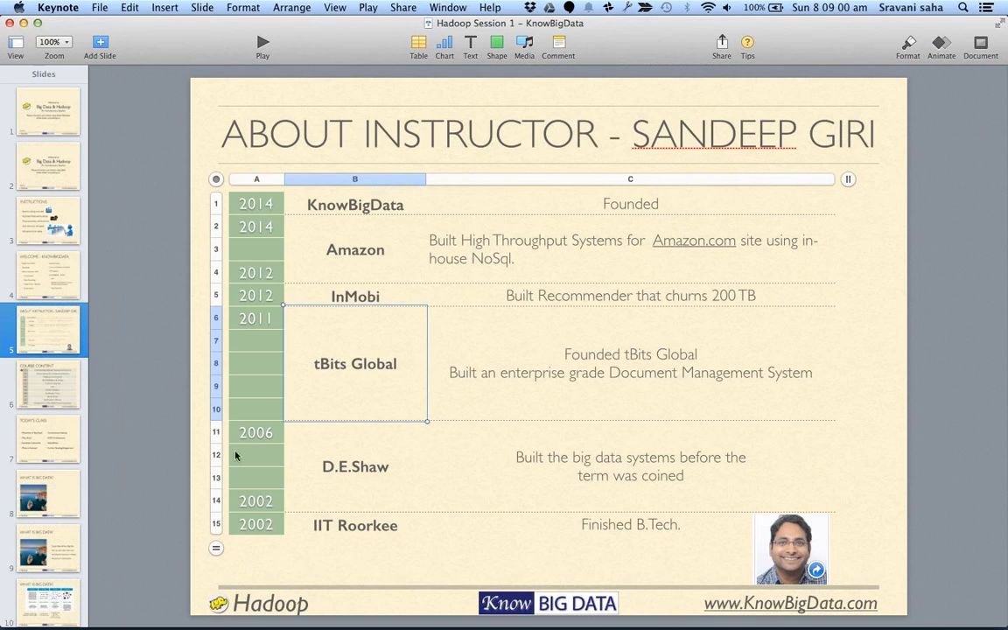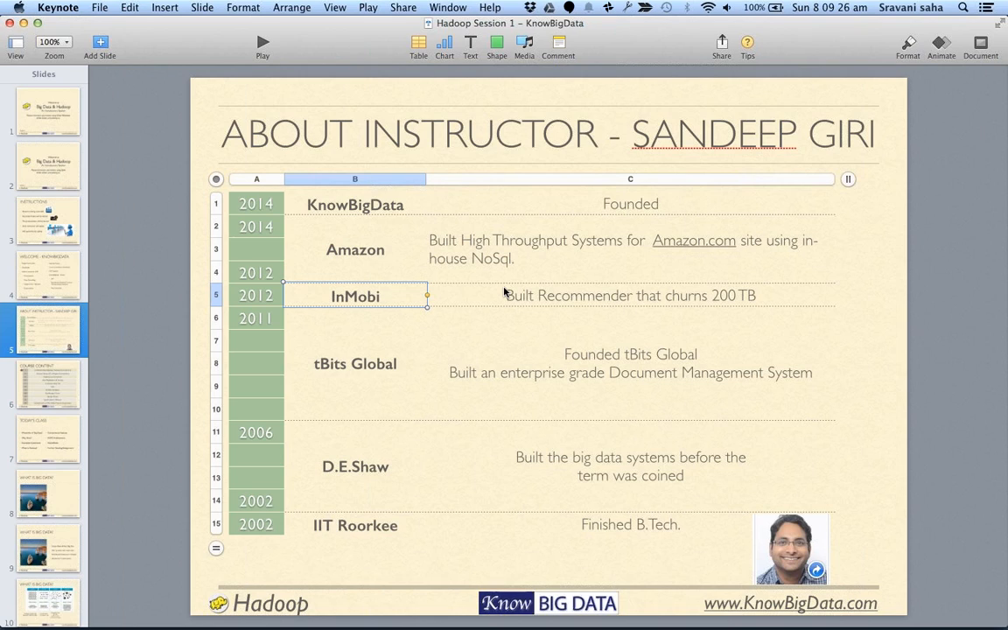After that, I started a company called T-Bits Global. It's a product company which built a document management system like Documentum, and lots of large organizations use it for building power plants. After that, I joined InMobi and Amazon. At both places, I worked on building big data systems for them.